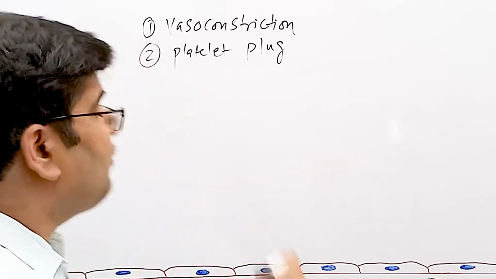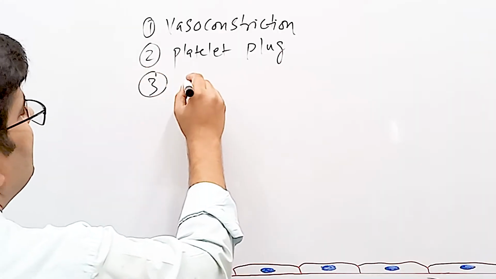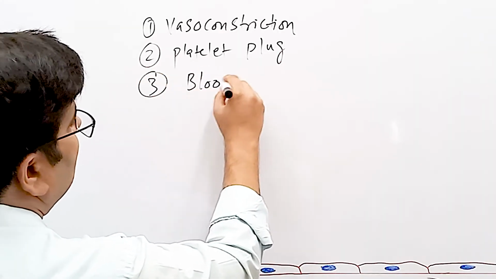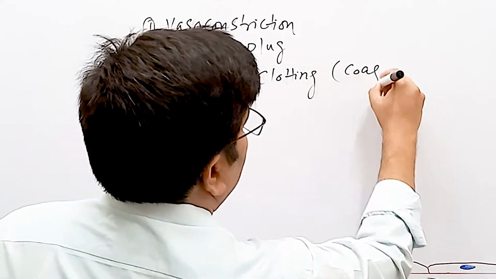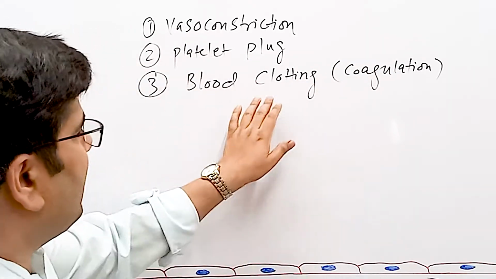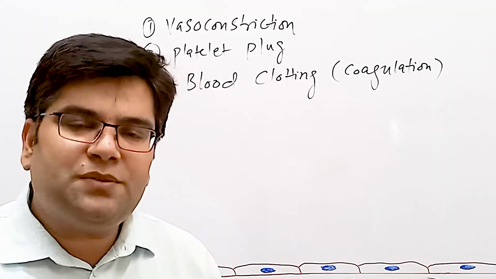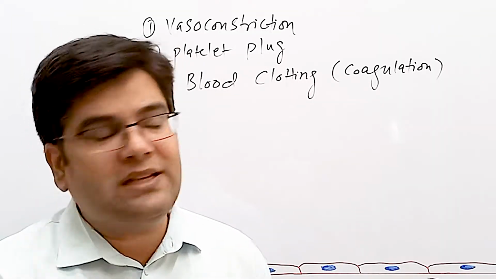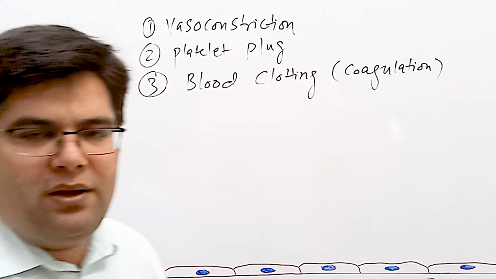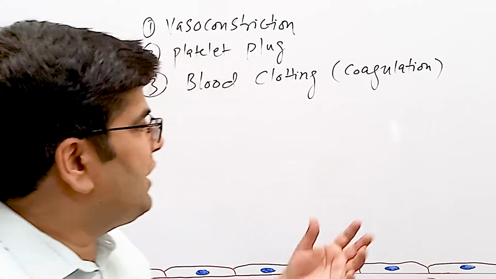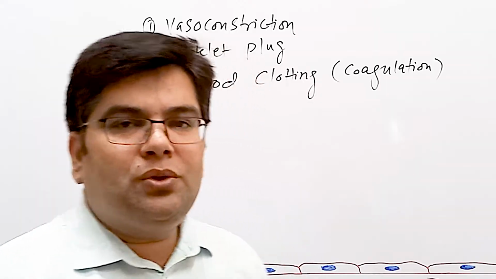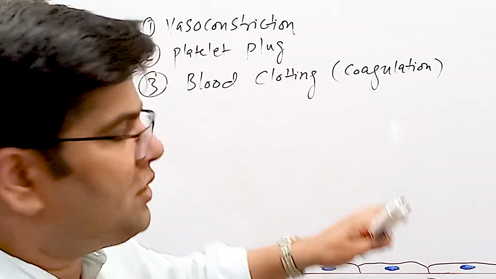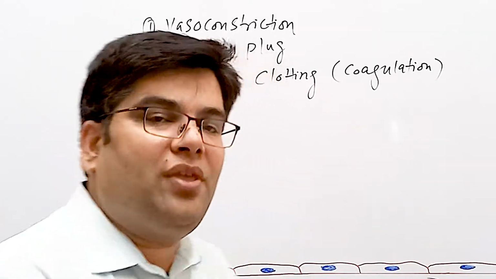Platelet plug formation is followed by the third step, which is called blood clotting or blood coagulation. This clot is formed by fibrin threads. It's a more stable and unyielding clot as compared to platelet plug, and this is also called secondary hemostasis. And later on, due to clot retraction mechanism, this blood clot will become further strengthened.